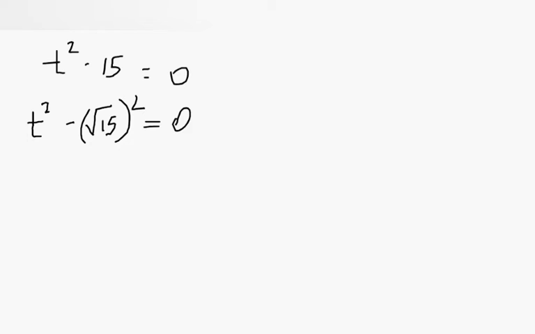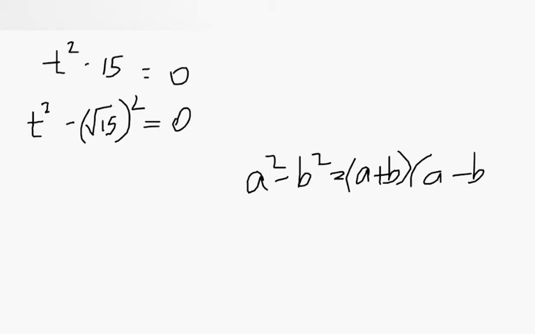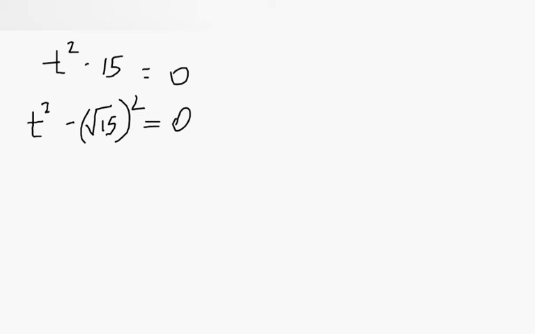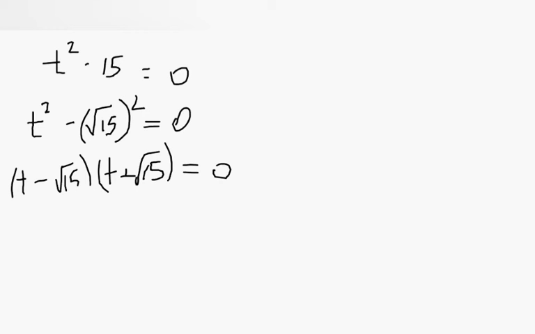And so okay, here we got this. Now this is a formula for another exponential formula, for a square minus b square. What is a square minus b square? A plus b and a minus b. So we do the same thing which we got there: t minus root 15 and t plus root 15 is equal to 0.